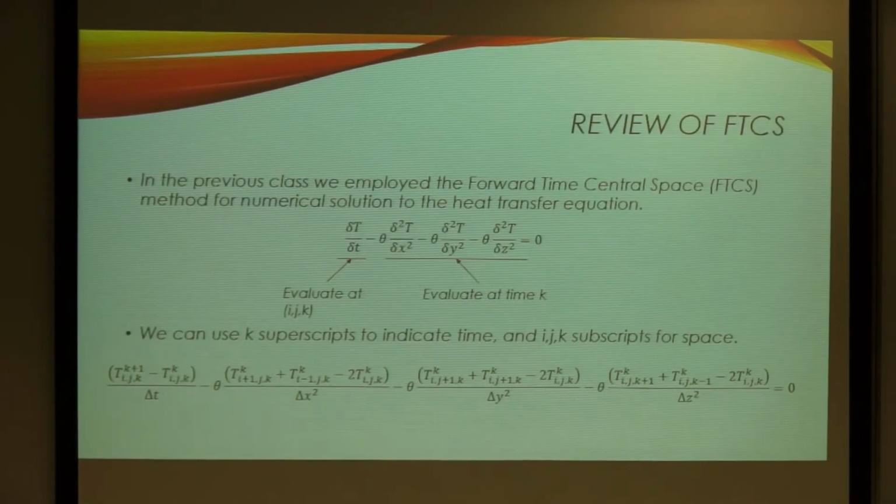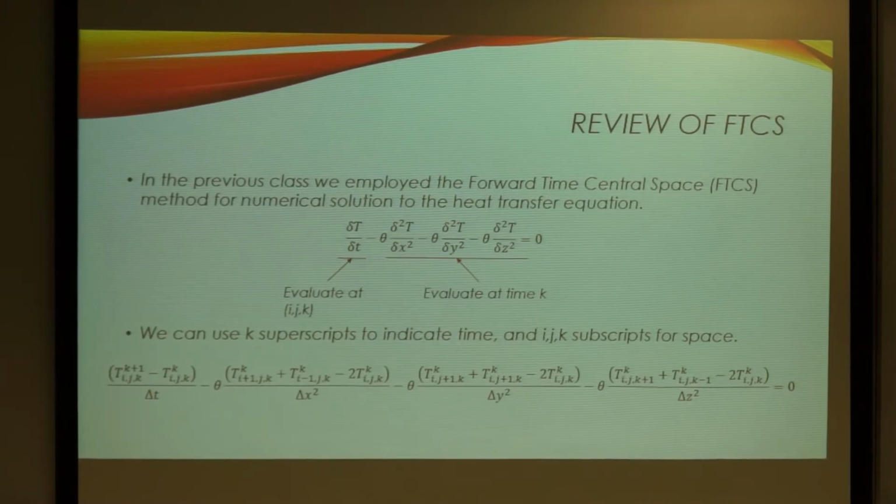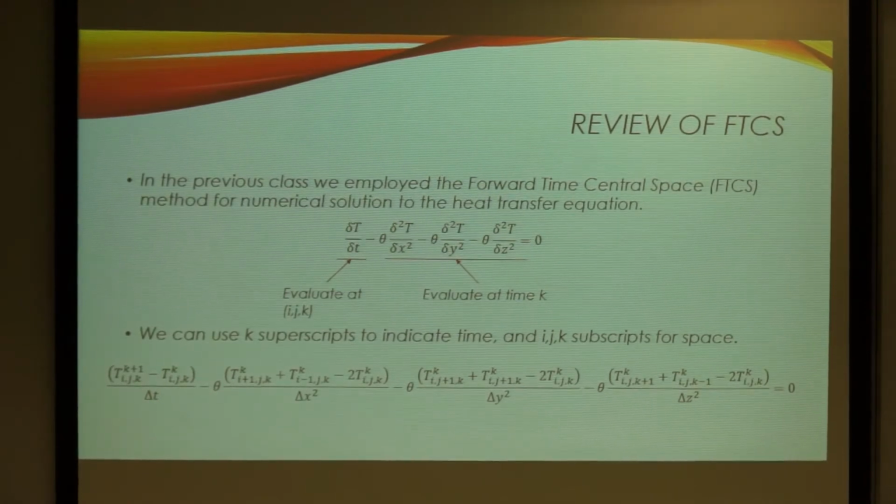In the previous class, we looked at FTCS, a forward time centered space method, and we have these two derivatives. We have a derivative in time, and we have second derivatives in space. We needed to find a way to use a discrete form to approximate these terms. So on the left-hand side, we used a backward difference or a forward difference? You guys can decide.